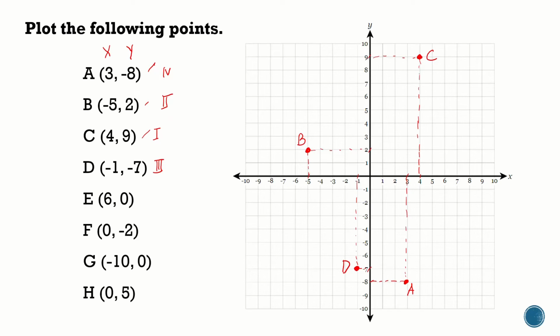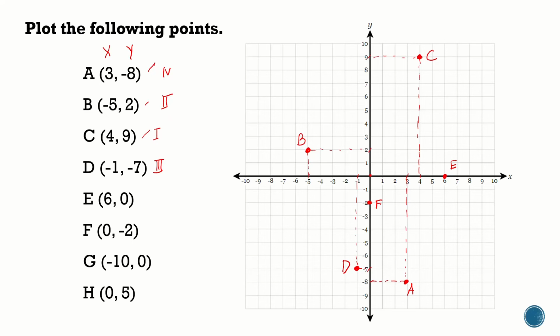Next, letter E, that is (6, 0). Positive 6 of x, where is that? Y is 0, so that means there's no vertical change, which means that this is our point E. Letter F: (0, -2). 0 is right here in the middle. Negative 2 of y is right here. So that means this is our point F.